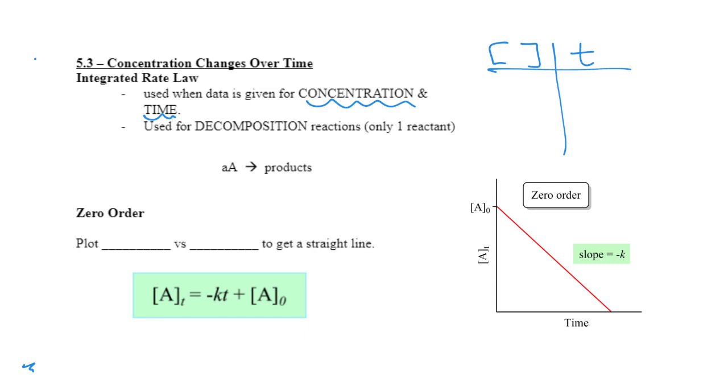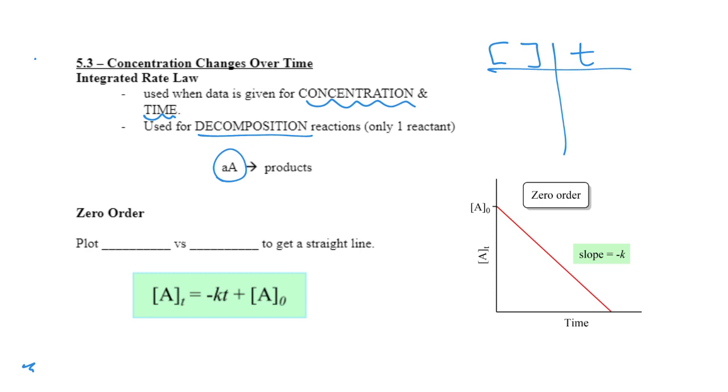So our integrated rate law is going to be used for decomposition reactions only, where we have a certain reactant that is going to break apart into different products. And so here's what we're going to do. Basically, we need to create 3 different graphs, and we need to figure out which of those 3 graphs gives us a straight line. Whichever one gives us a straight line is going to tell us the order of the reaction.